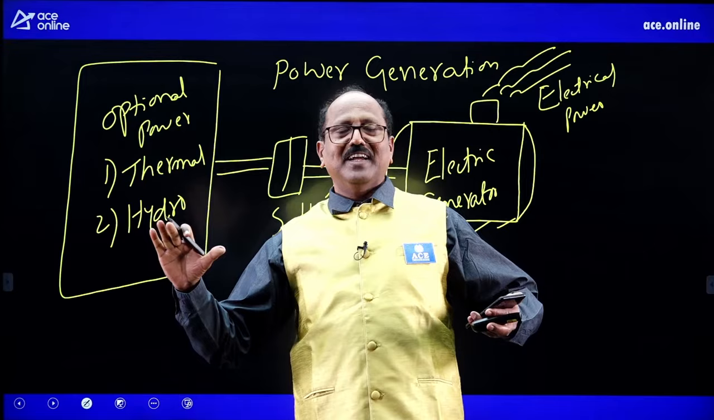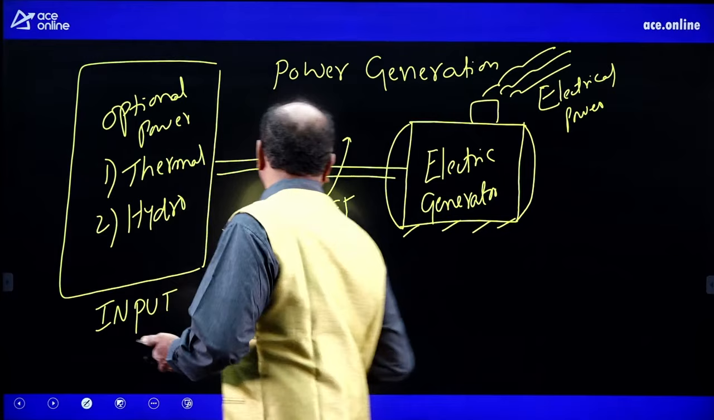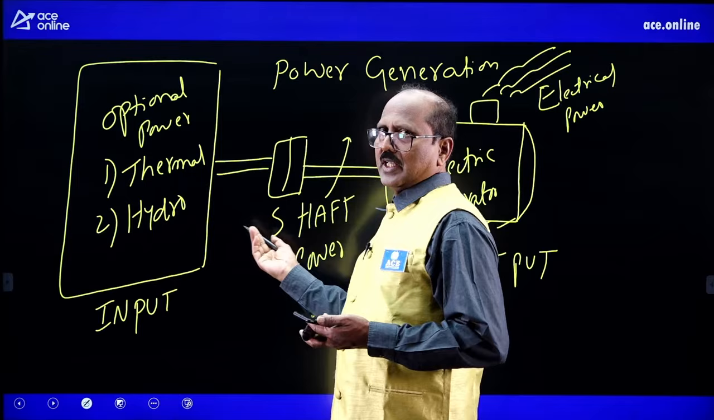So this is the option. That means this is the input, and this is the output. In between, a process is going on: converting thermal energy into mechanical energy, and mechanical energy into electrical energy. This is the logic, right?